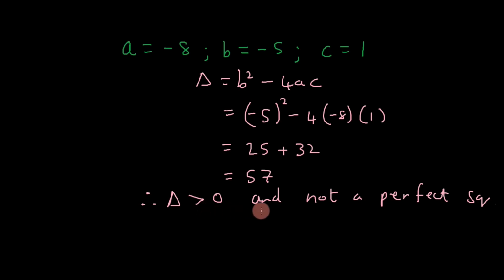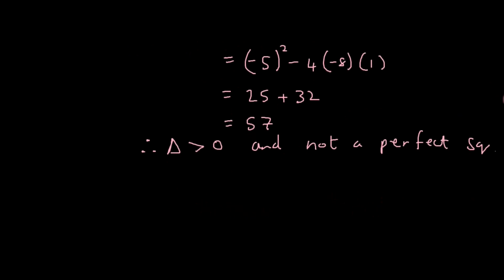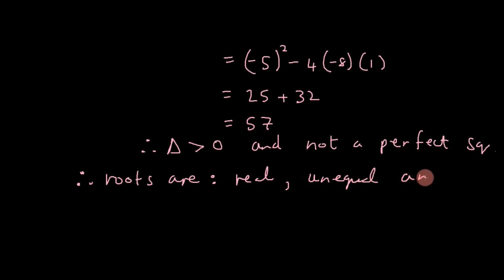So delta is greater than 0 and not a perfect square. So we can conclude then that the roots are, firstly, real since delta is greater than 0, 57 is greater than 0. They are unequal since delta isn't equal to 0. And because delta is not a perfect square, 57 is not a perfect square, they are also irrational. So real, unequal, and irrational.